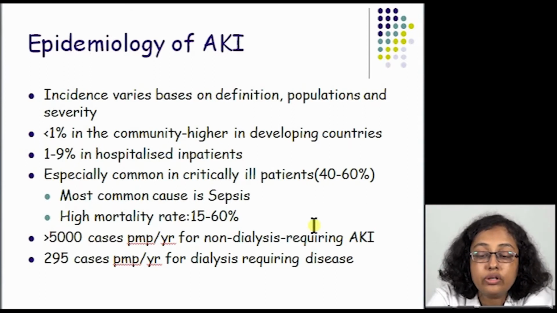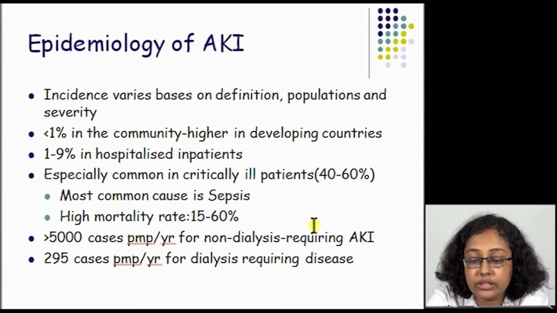Acute kidney injury is very common, especially hospital-acquired acute kidney injury in critically ill patients in the ICU. Most patients in ICU develop some sort of renal insult at some point of time, and the incidence ranges from 40 to 60%. It is especially common when the patients have sepsis. And the unfortunate part is critically ill patients, when they develop acute renal failure, have a very high incidence of mortality, up to 40 to 60%.